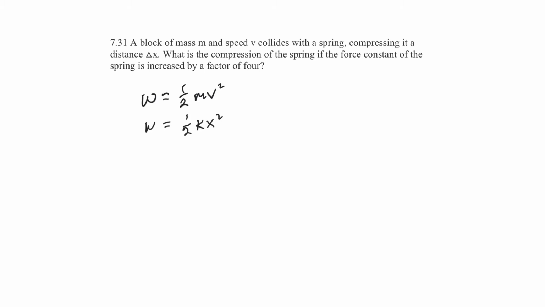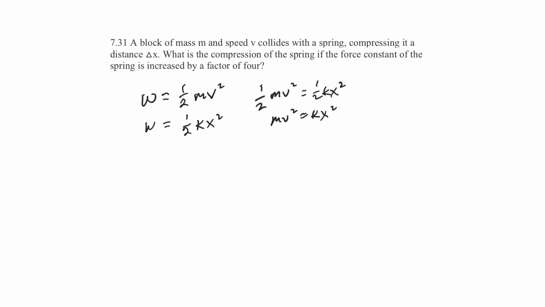Okay, so since the work is going to be the same, you set the two equal to each other. So 1/2 mv squared equals 1/2 kx squared. Well, the 1/2s cancel, and you're going to have mv squared equals kx squared. And you want to know, if I make it 4 times stiffer, so I'm increasing k by 4 times, then what is going to happen to x?